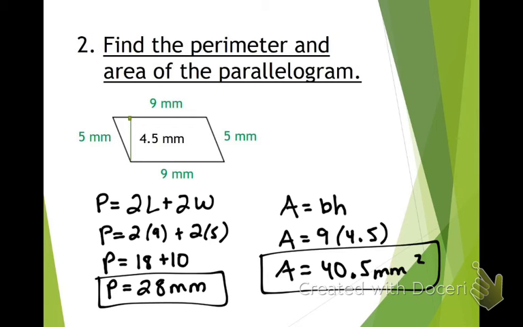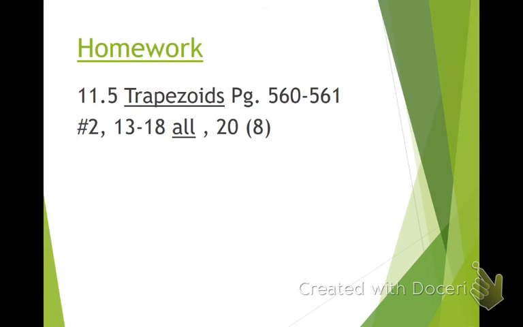Great job on our review today. Let's go ahead and write down our homework for tonight. Yesterday we talked about 11.5 triangles. Today we're doing it over trapezoids. There's just 8 problems tonight, and that's your homework.